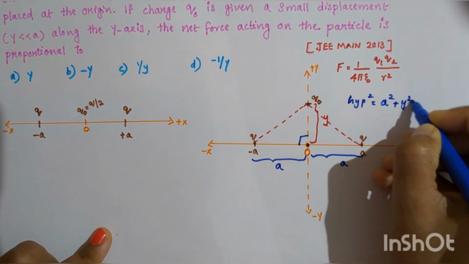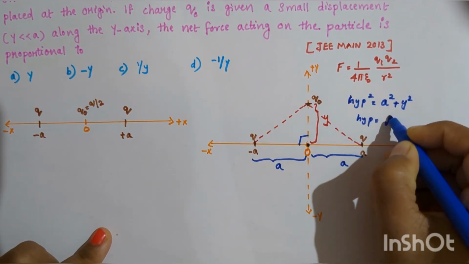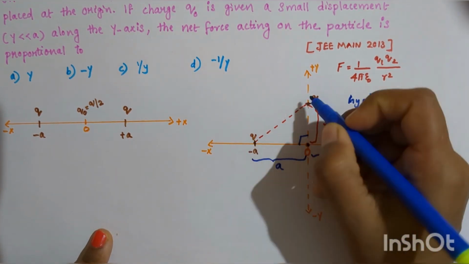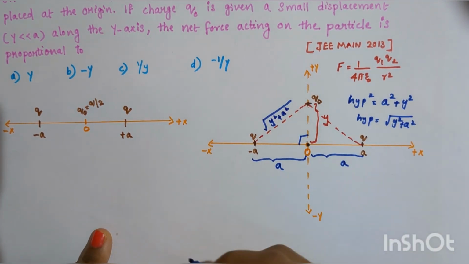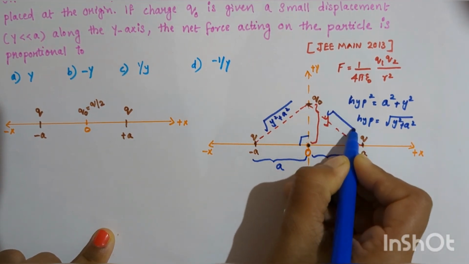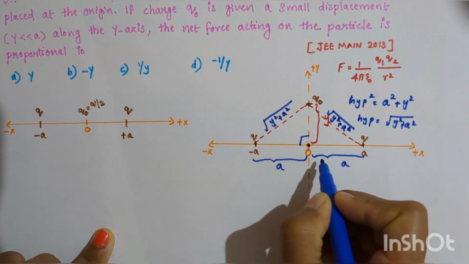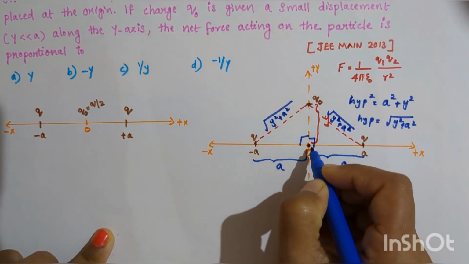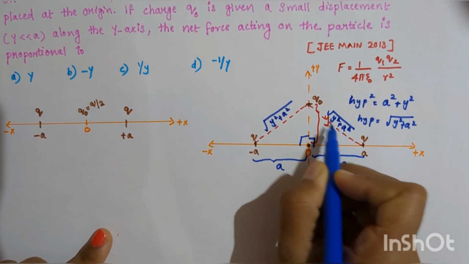So a square plus y square, or y square plus a square. So what about the hypotenuse? This will be root of y square plus a square. That is the distance between q and q0. Similarly, the distance between q0 and q will also be square root of y square plus a square, because you see the same distance a here, the same distance y here. This is also a right angle triangle. You can apply the Pythagoras theorem here so that you will be getting the same answer.